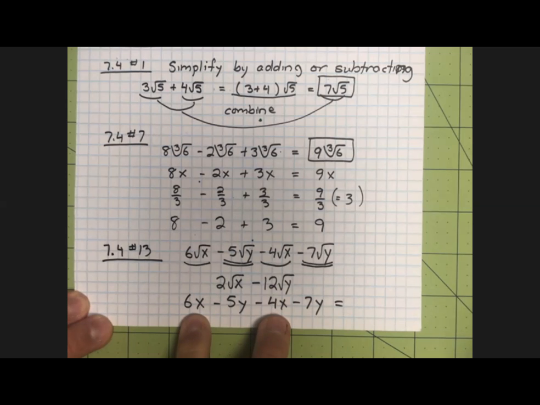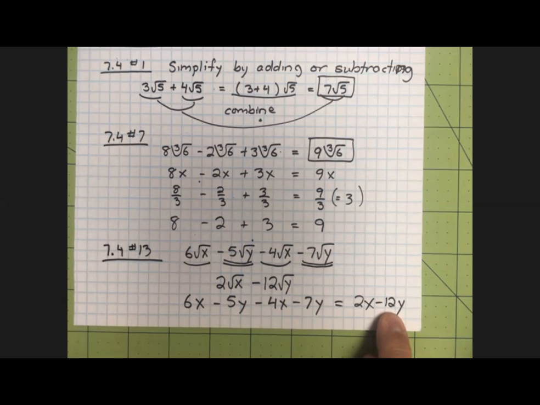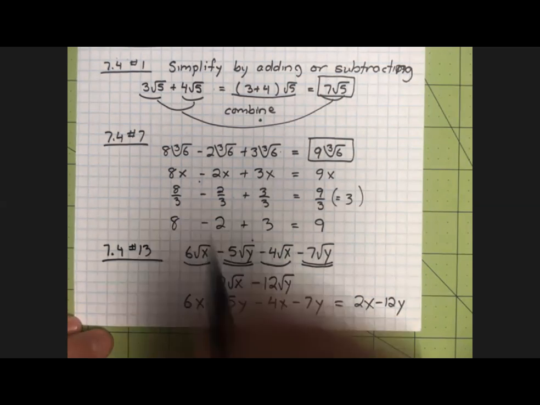You'd combine the x pieces, and you'd combine the y pieces, but you wouldn't combine 2x minus 12y and create -10xy's or something like that, right? Only combine like terms.